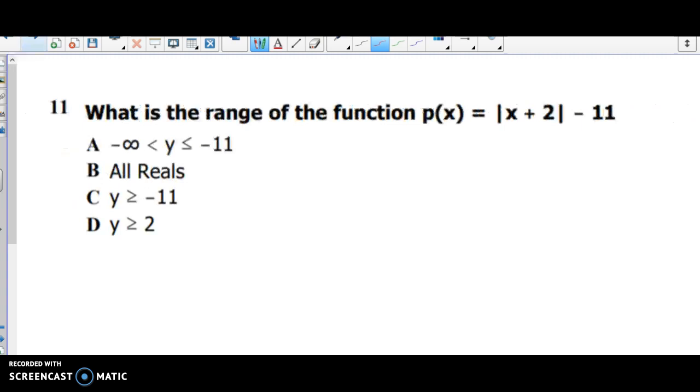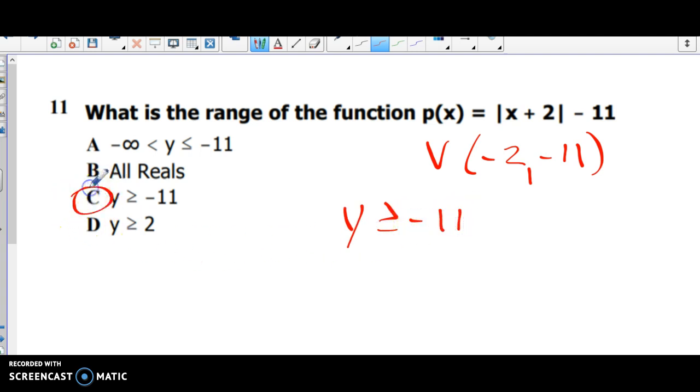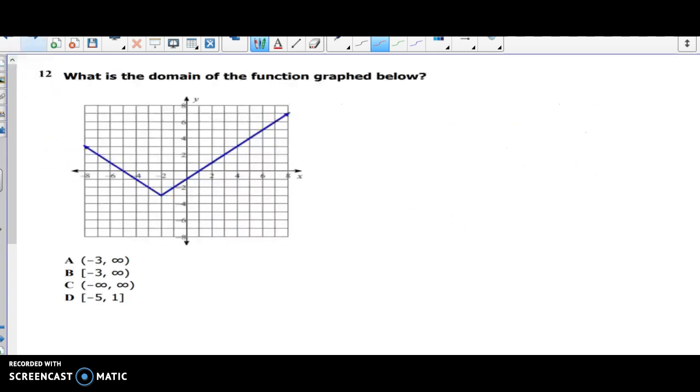What's the range of the function? Well, my vertex is located at -2, -11. It opens up, so it's going to be everything from y is greater than or equal to -11. So that one's going to be C. The domain, what is the domain of all absolute value functions? It's all real numbers. All real numbers is from -infinity to +infinity.